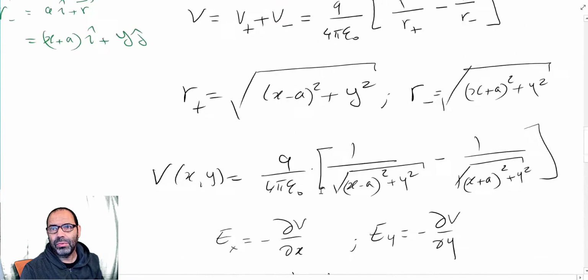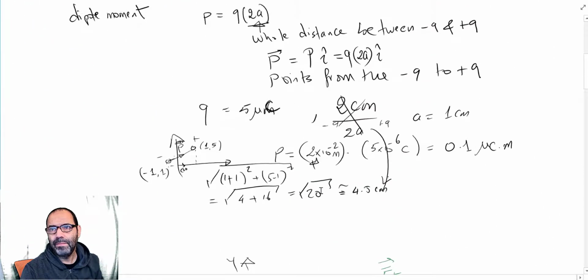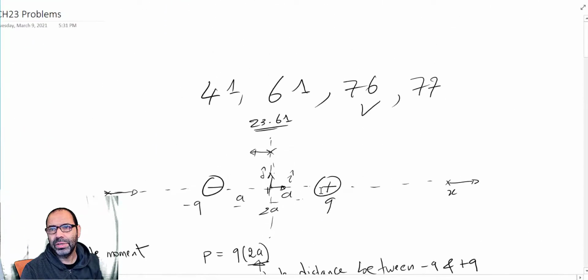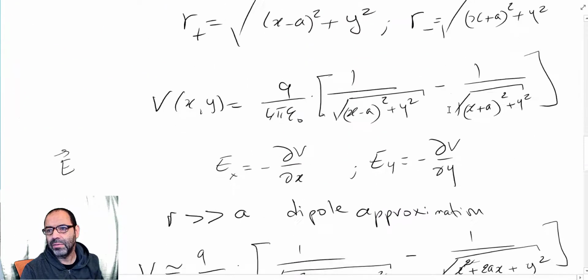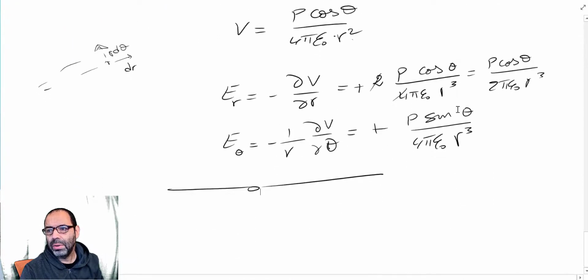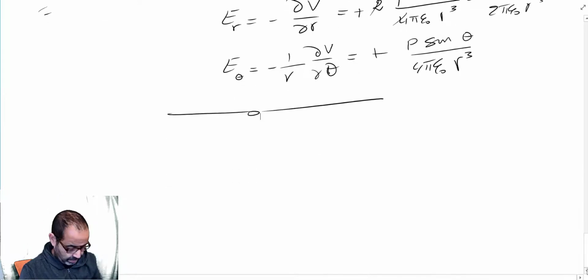Okay, let's go back into our problem. The problem we did so far, this is part of the lecture that we didn't finish. Problem that we did so far, problem 76. We're going to tackle problem 41, then 61, then 77, and that is actually part of the stuff that we promised we will do. So problem 41. Problem 41 says the following.